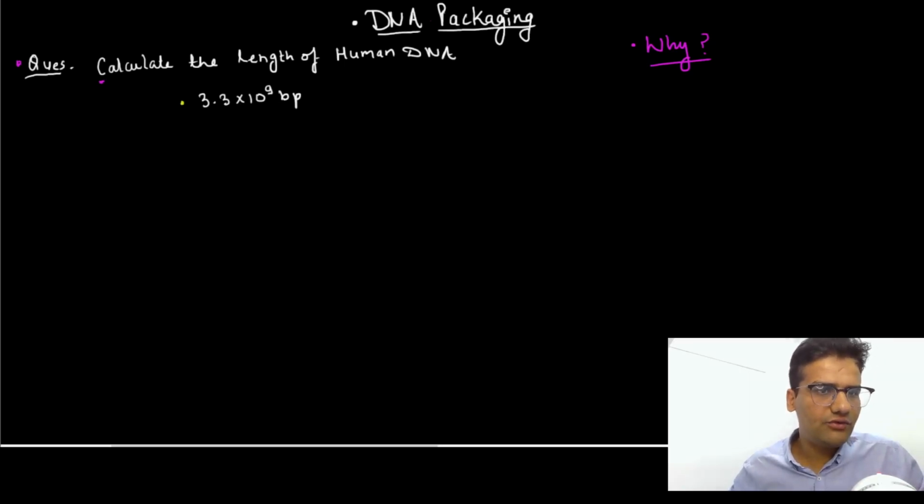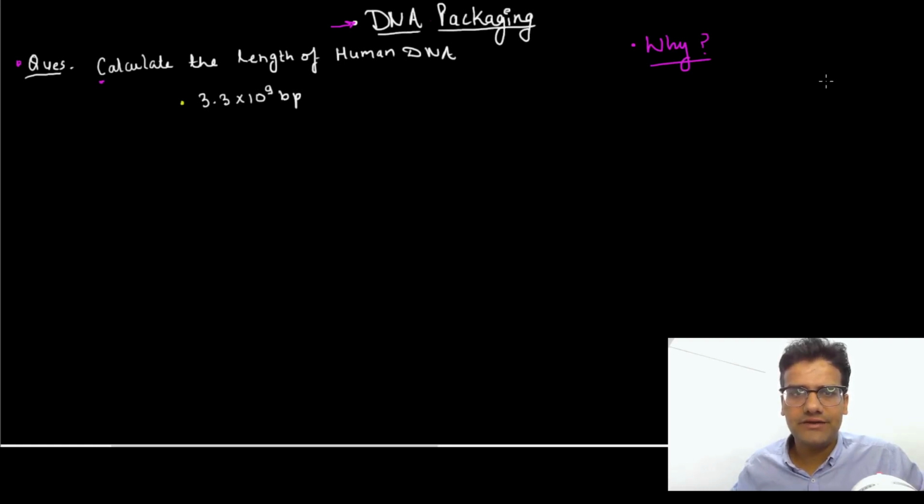In the last class of Molecular Basis of Inheritance, we talked about the structure of the DNA, the three-dimensional structure of the DNA, which was given by Watson and Crick. In today's class, we are basically going to study DNA packaging. If we talk about DNA packaging, the first question that comes to our mind is: why does a DNA need packaging?